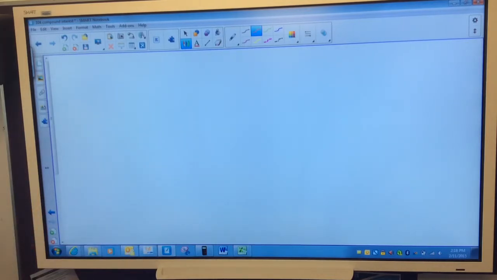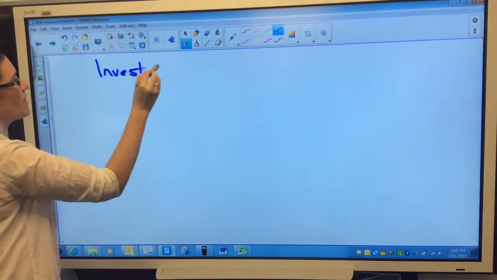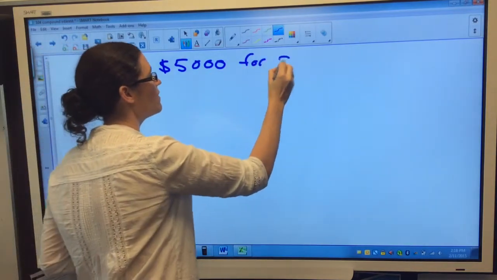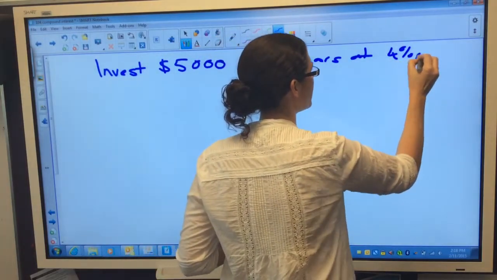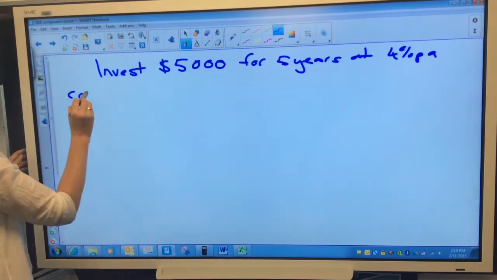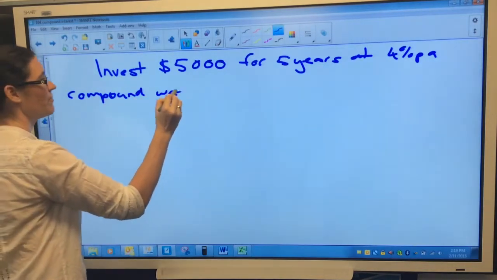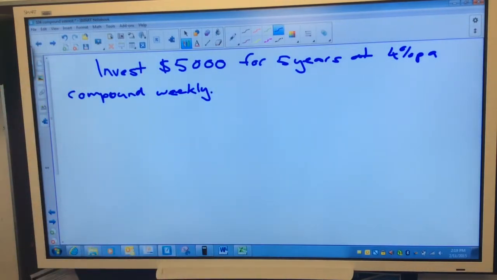Alright, so let's say we invest some money. Let's invest $5,000 for 5 years at 4%. Now it's all nice if it's yearly. Yearly is really easy, you just put it in, so we're not going to do yearly. We're going to compound weekly. Really want to go weekly? Sure. Compounded weekly. So, that's 5,000 for 5 years at 4% per annum compounded weekly.